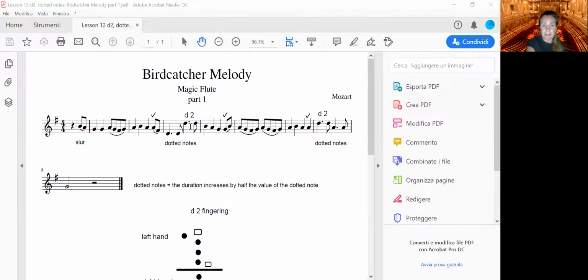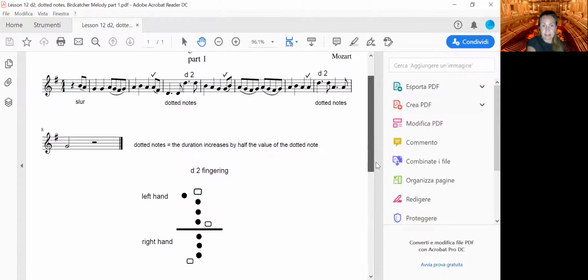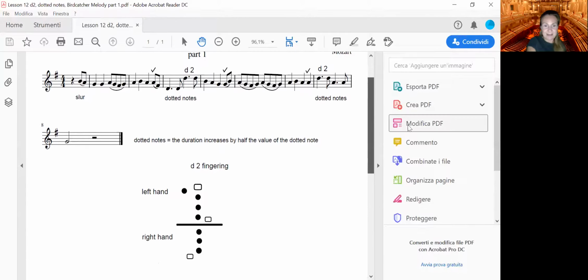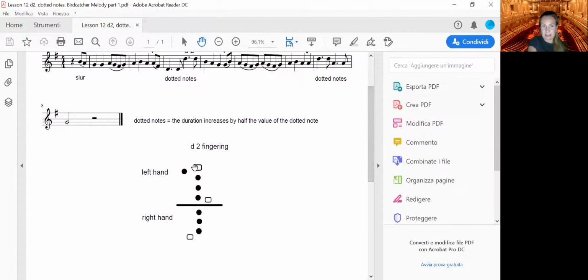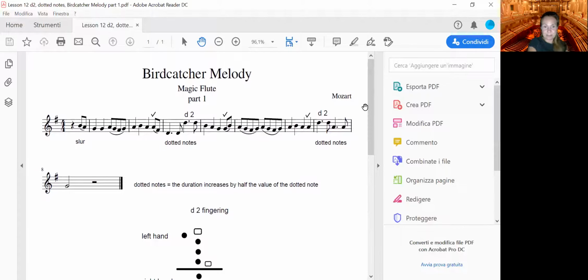So same thing again. If you have trouble remembering the fingering of the D, I wrote it down here with what Adobe let me do. Yeah, so it's just the index finger of the left hand, which is lifted, and also the pinky of the right hand. So no problem at all. I'm going to play this for you, and you can read it, and let's see if it turns out.